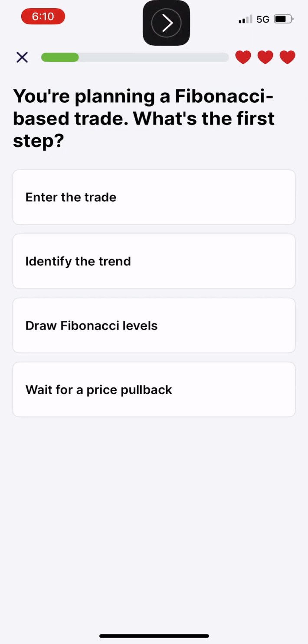You're planning a Fibonacci-based trade. What's the first step? Enter the trade. Identify the trend. Draw Fibonacci levels. Wait for a price pullback.